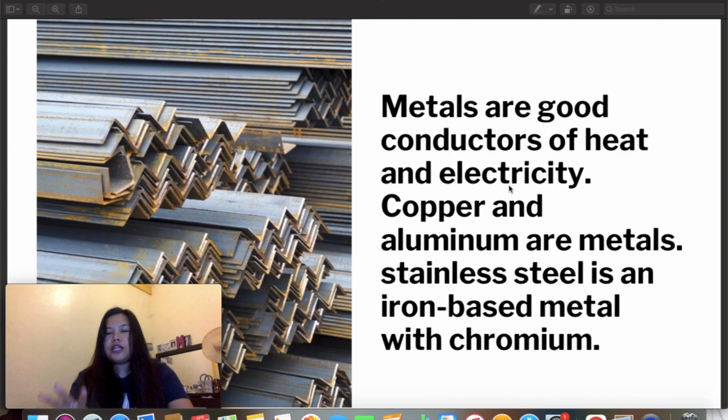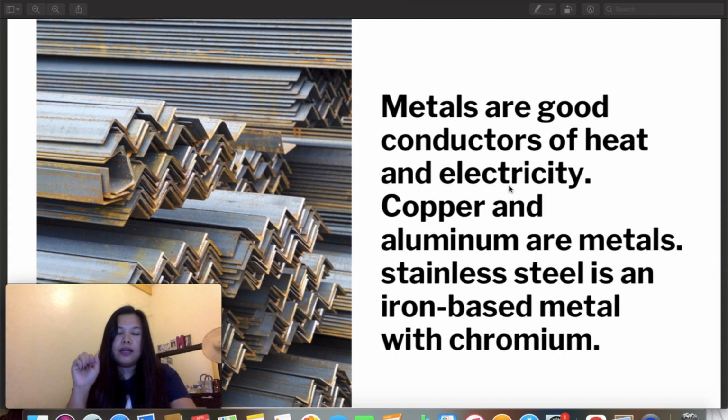Metals are good conductors of heat and electricity. Copper and aluminum are metals. So, yung copper pala, under siya sa metals, kasi there are categories of metals. So, yung copper belongs to metal, and also the aluminum. Stainless steel is an iron-based metal with chromium. So, lahat pala talaga ay metal siya.